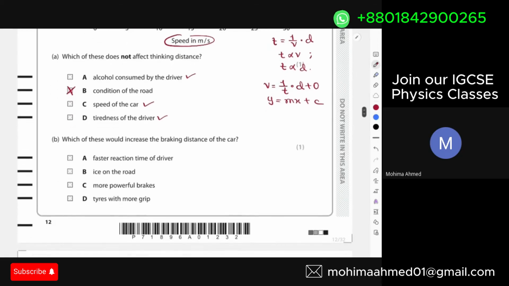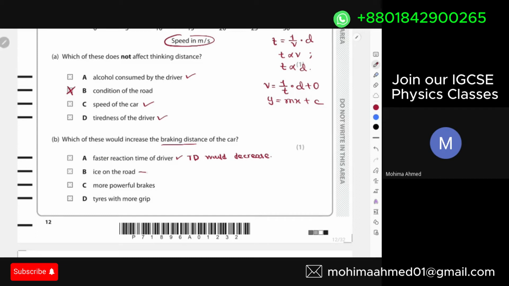And again, next one, which of these would increase the braking distance of the car? Faster reaction time of driver. They're talking about what will increase the braking distance. Faster reaction time means that thinking distance would decrease. If the driver has a faster reaction time, that means obviously the driver will travel a smaller thinking distance. After a smaller thinking distance, the driver will quickly apply the brake, and the car would eventually travel a smaller stopping distance. So obviously, a faster reaction time would not increase the braking distance.